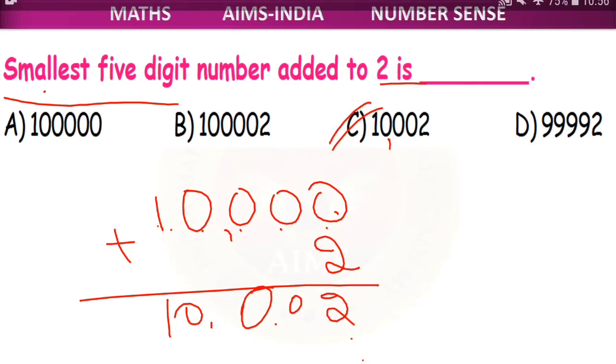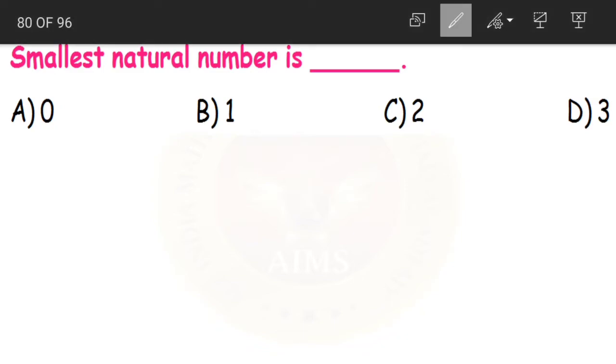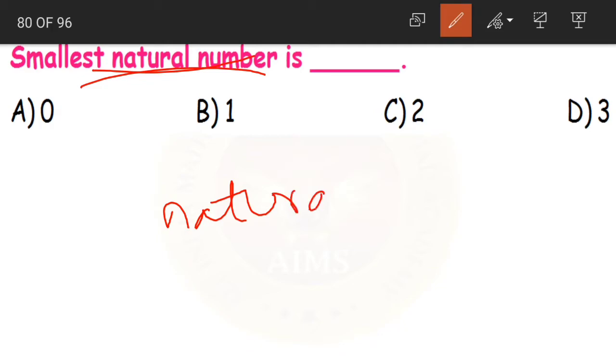Okay, children. Moving on, smallest natural number is dash. Now what are natural numbers? If you remember, natural numbers are also called the counting numbers.